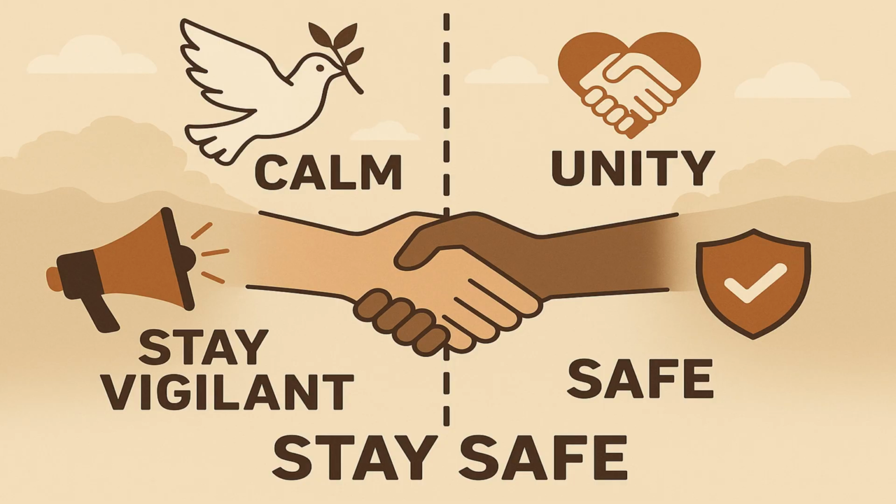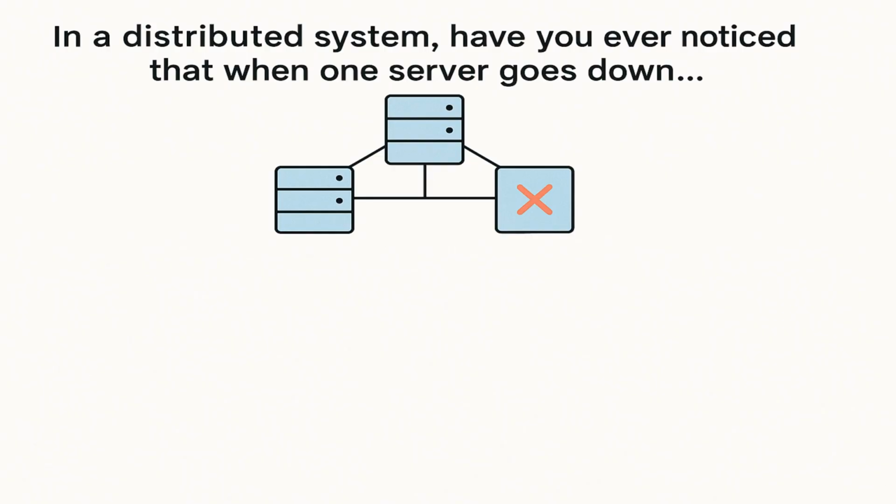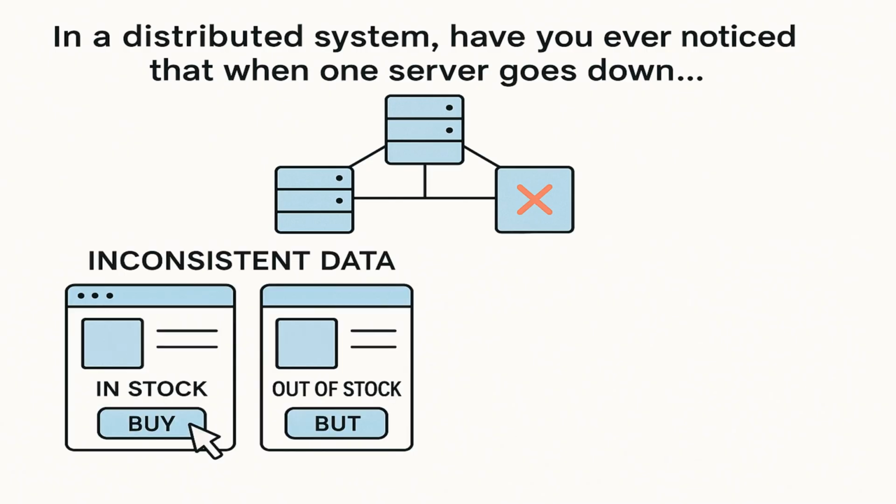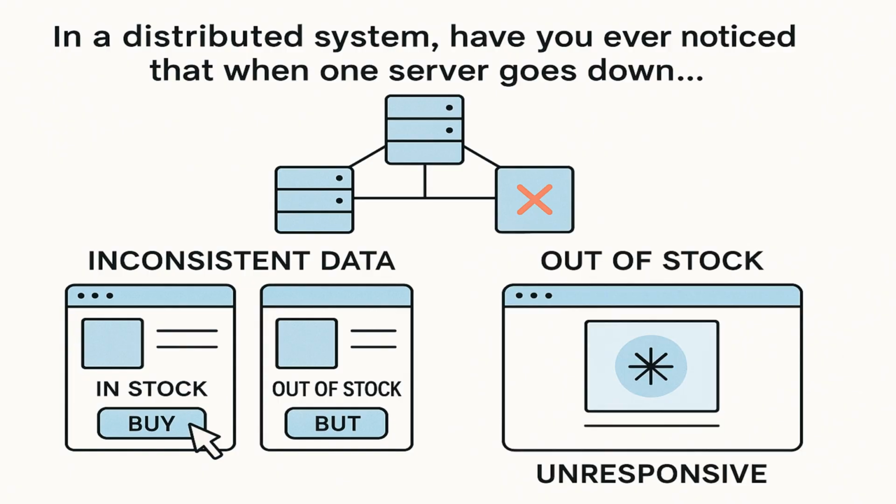Now back to today's topic. In a distributed system, have you ever noticed that when one server goes down, things start acting weird? Sometimes users start seeing inconsistent data, like a product was shown in stock and is suddenly out of stock when you click on buy. And in other cases, the entire application becomes unresponsive, like it just froze and stopped listening.